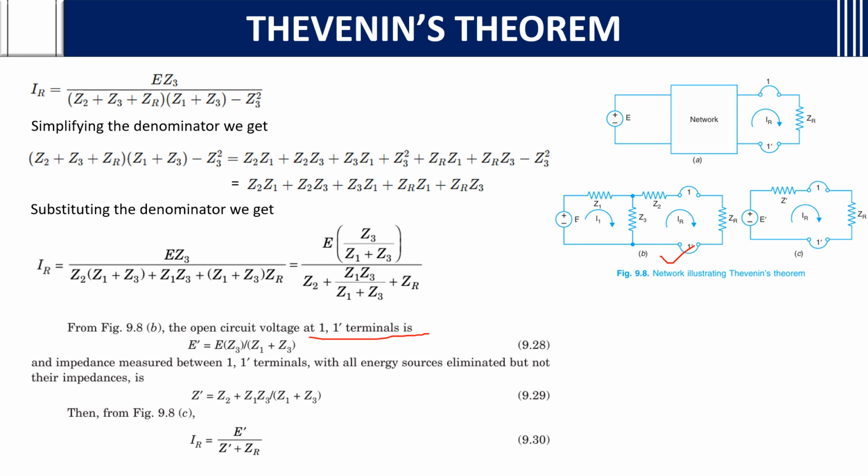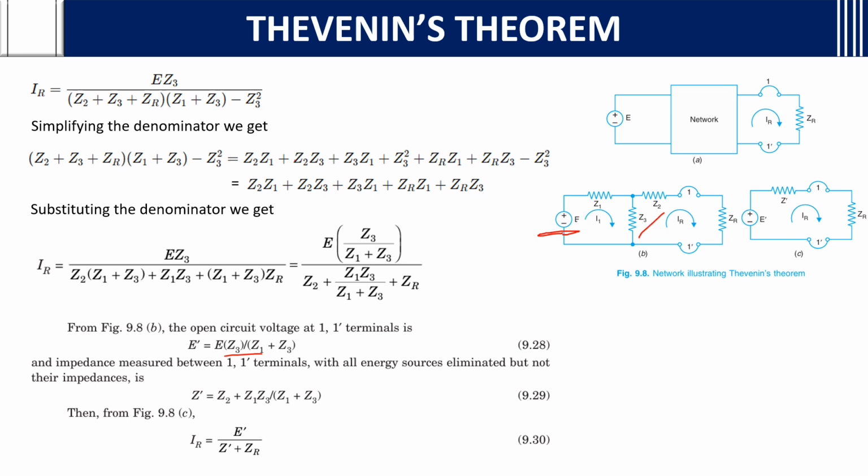Actually, at this point we calculate E dash. For calculating E dash, how do we calculate? At the open terminals, we remove the load current, we will not consider the load current, we calculate the voltage across the open terminals. So E dash will be what? E into the total voltage E. The voltage divider rule is applied here. What is the voltage divider rule? E dash is equal to the total voltage E into the voltage across the resistance you want, at Z3.